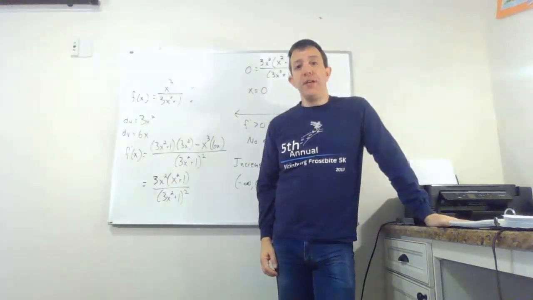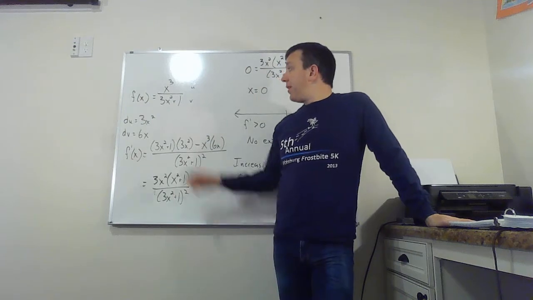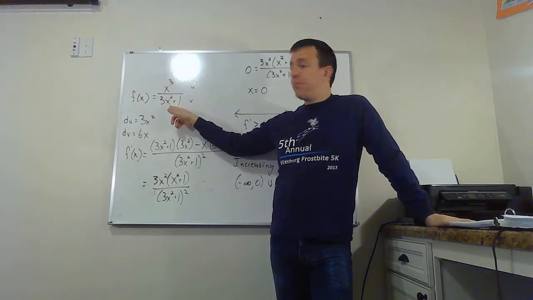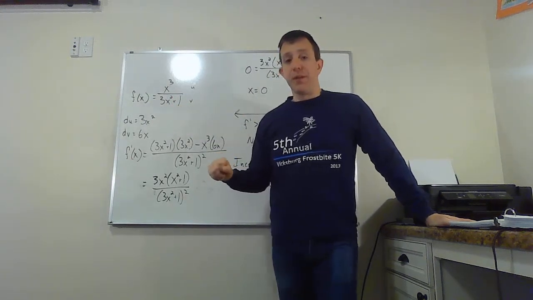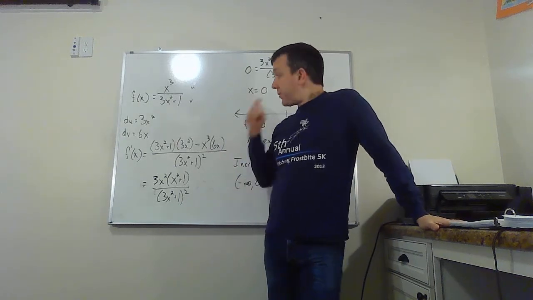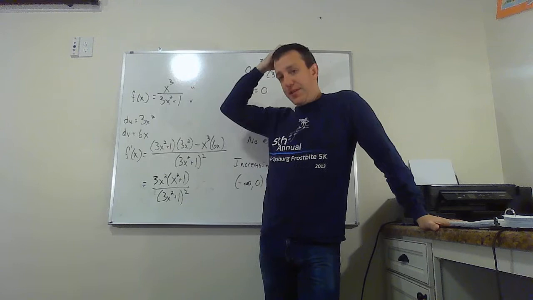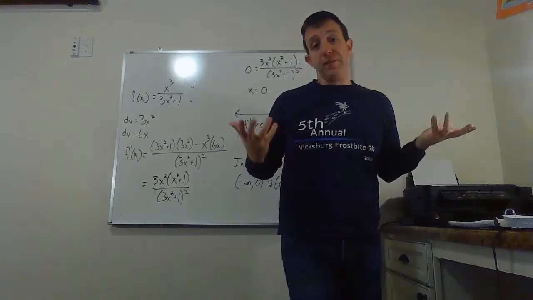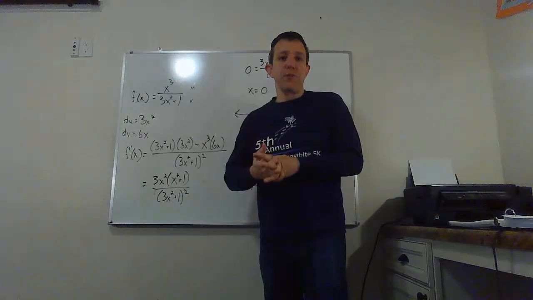Okay, so here's my next example. f of x is equal to x cubed over 3x squared plus 1. To take this derivative, I'm going to need to use the quotient rule. So I started by calling the top u and the bottom v, just like in the rule that we had. That's called the quotient rule.